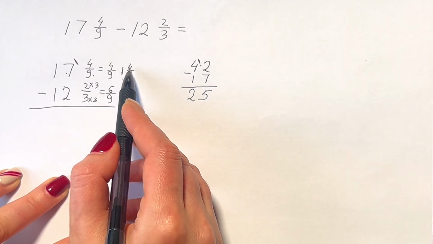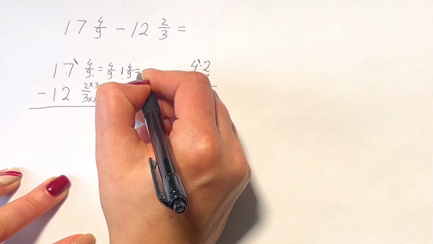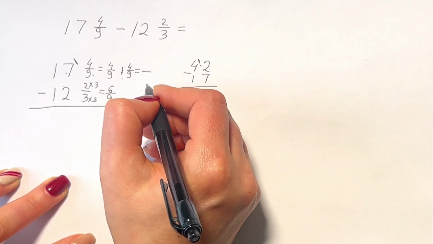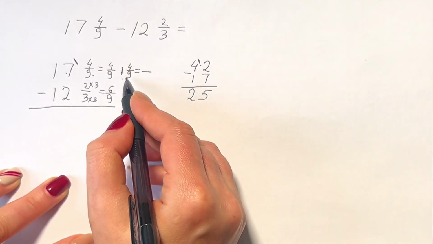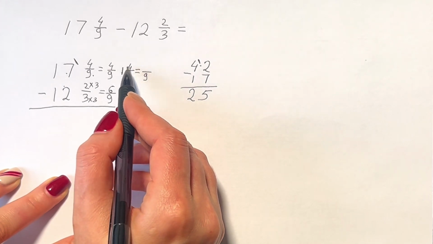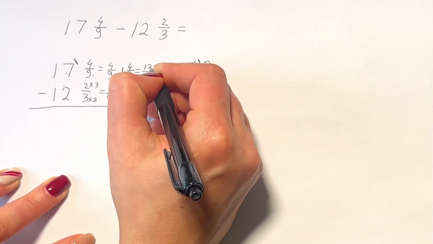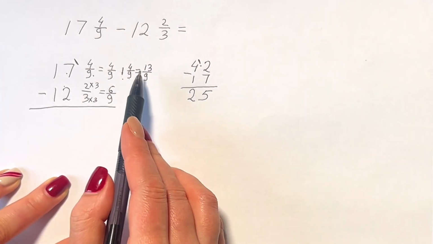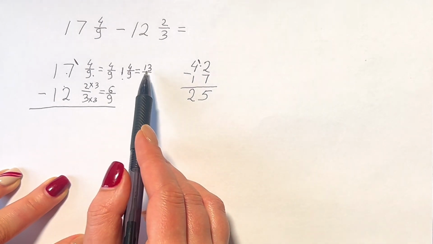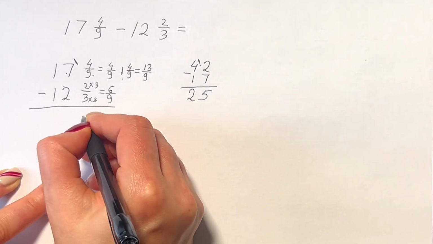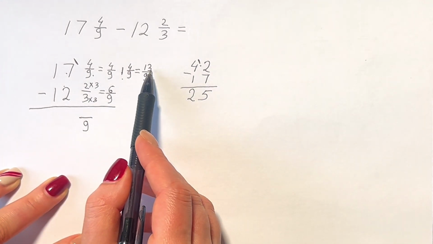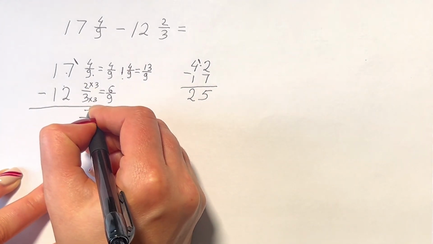1 and 4 over 9, I'm gonna make it an improper fraction. You remember how to do that. If not, go and check my previous videos. So the denominator is gonna stay the same. 9 times 1 plus 4 is 13. Now, 13 over 9 is greater than 6 over 9. I can subtract it. The denominator is the same, it's 9. I'm going to subtract the numerators. 13 minus 6 is 7.